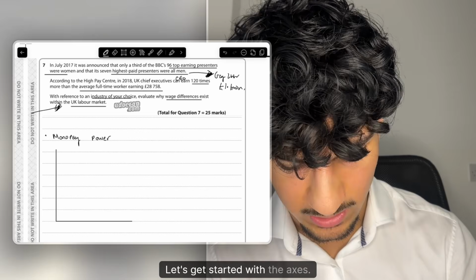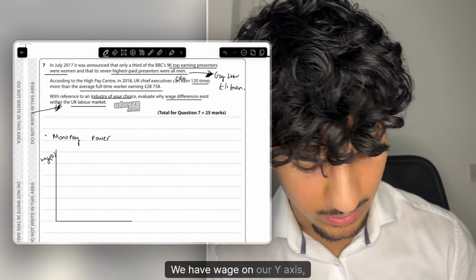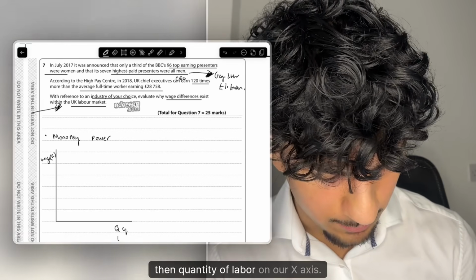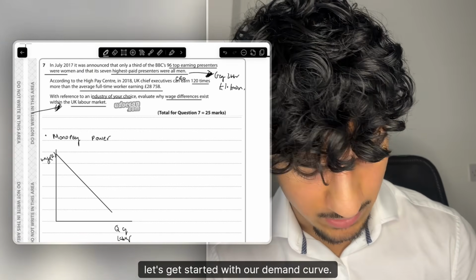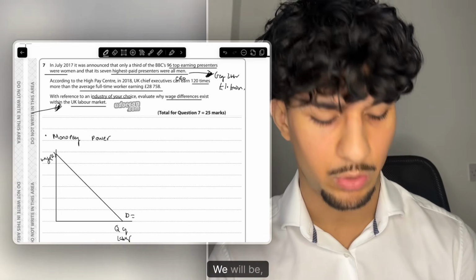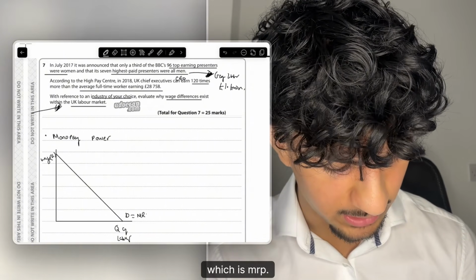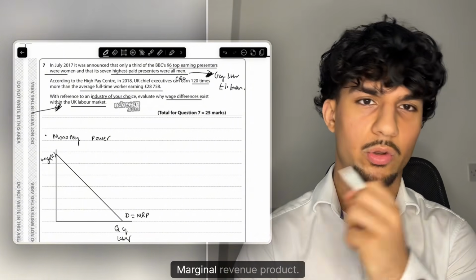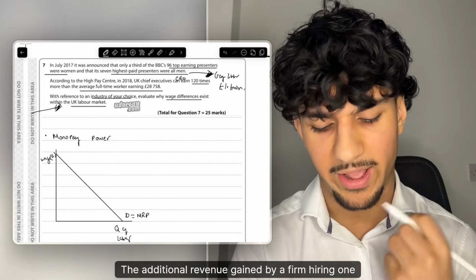Let's get started with the axis. On the y-axis, of course, it is just a classic labour market diagram. We have wage on the y-axis, then quantity of labour on our x-axis. Now, let's get started with our demand curve, and you just need to remember the label essentially. So demand, and this is a very popular topic, it's probably going to be our second paragraph point, which is MRP. What does MRP mean? Marginal revenue product, the additional revenue gained by a firm hiring one extra worker.